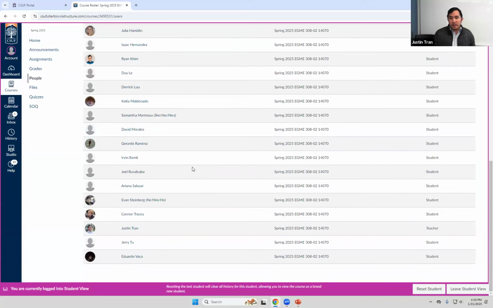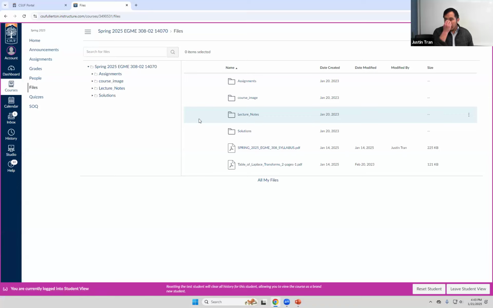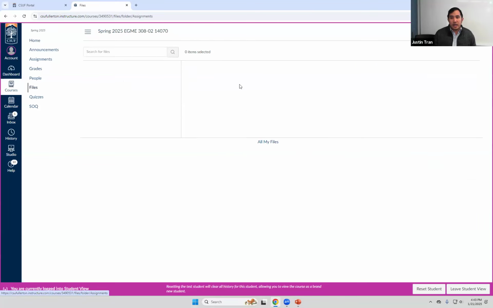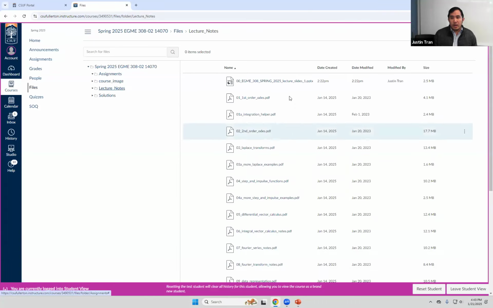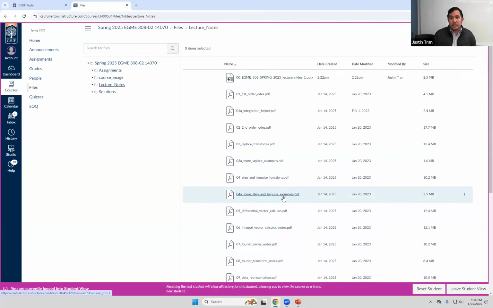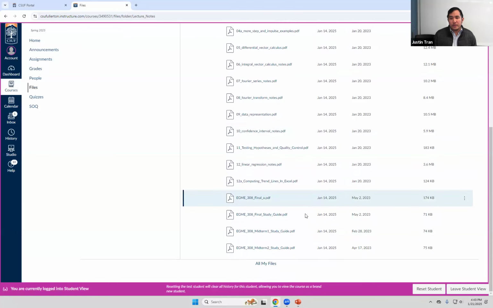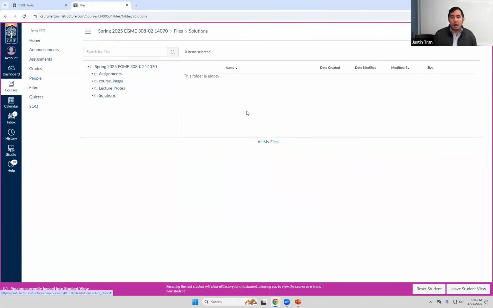Next tab is the people tab, and so you can see everyone that's in the class. Next tab is the files tab, and this is probably the other tab that you're going to see most often. We have the assignments folder, and all of the problem sets will be posted here. Next folder is the lecture notes. I've actually posted all of the lecture notes for this semester. Looks like I also have a previous final exam and some study guides here as well. And any homework solutions will be posted here as well.